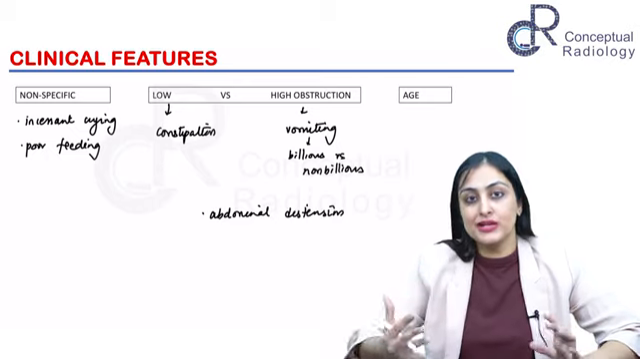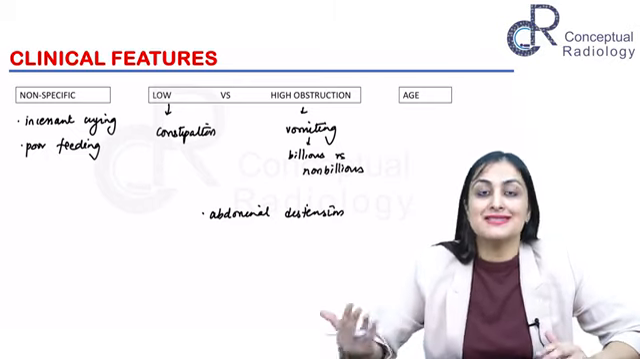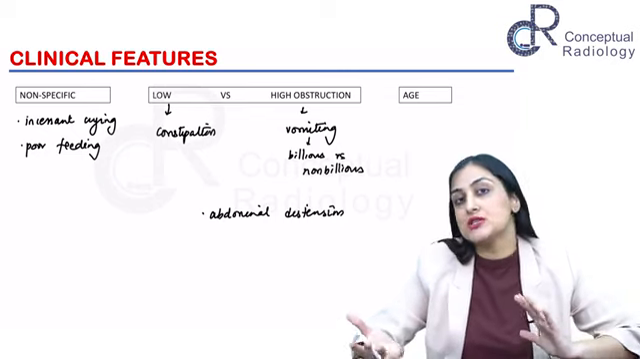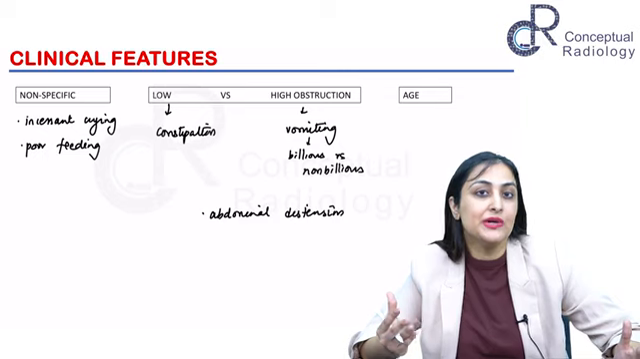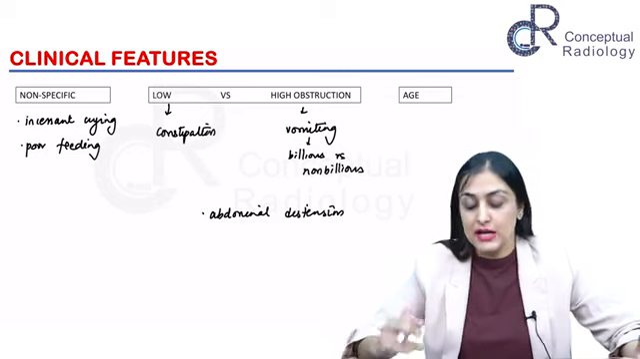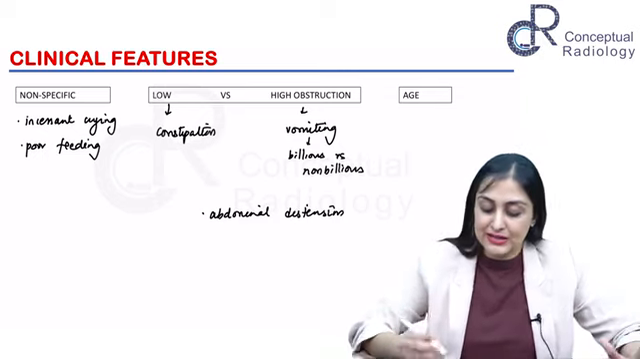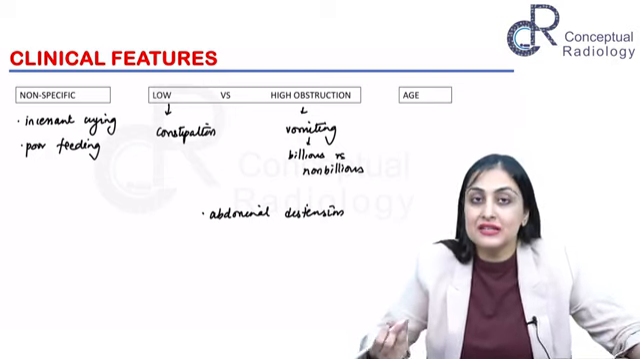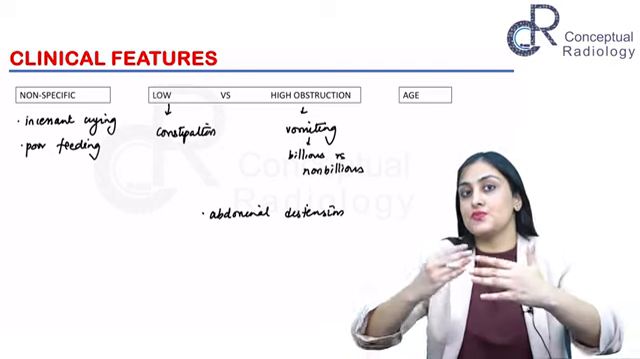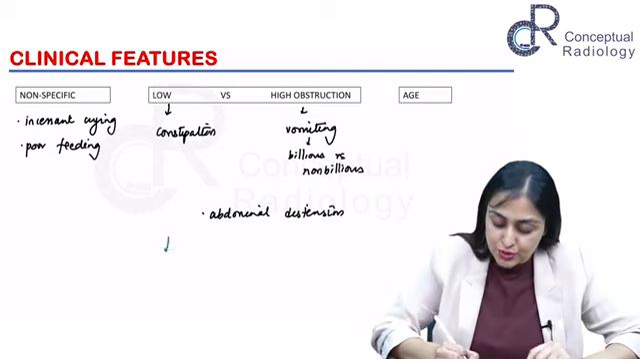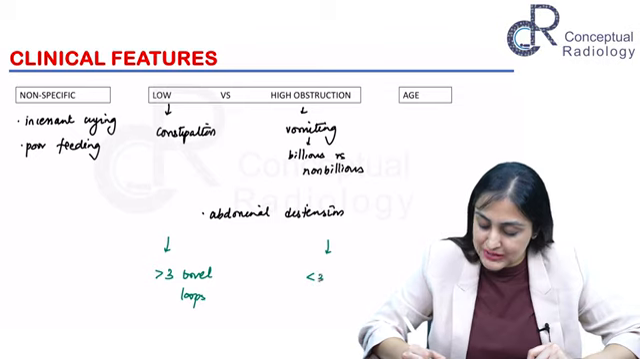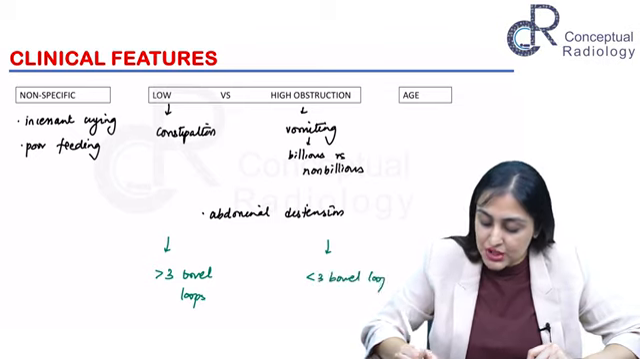Now, just to correlate here itself, even though it's not a clinical symptom, when we look at the abdominal X-ray, how do I know whether it's high obstruction or low obstruction? It's going to be on the number of bowel loops that I'm seeing. If you see more than 3 air fluid levels or more than 3 dilated bowel loops, that suggests that the obstruction is lower down, right? So this is going to be more than 3 bowel loops which are dilated, and high obstruction is going to be less than 3 bowel loops which are dilated.